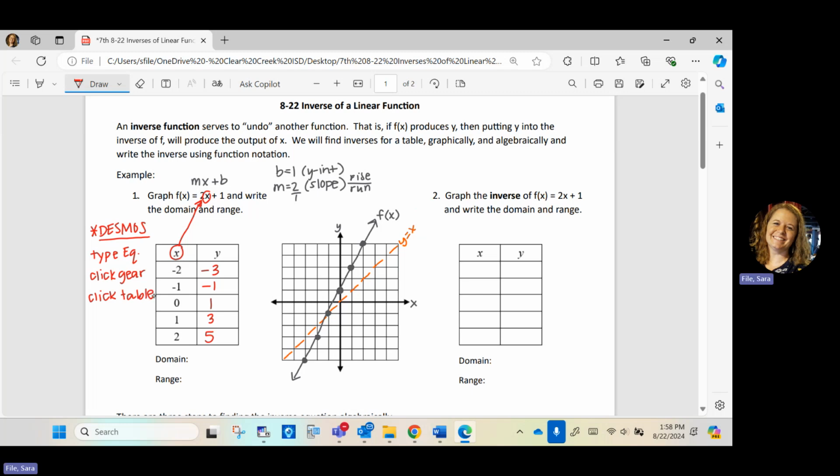And then if you need to, you can type any X values that you want. Okay, so that's how we get the table in Desmos if you need to make note of that.